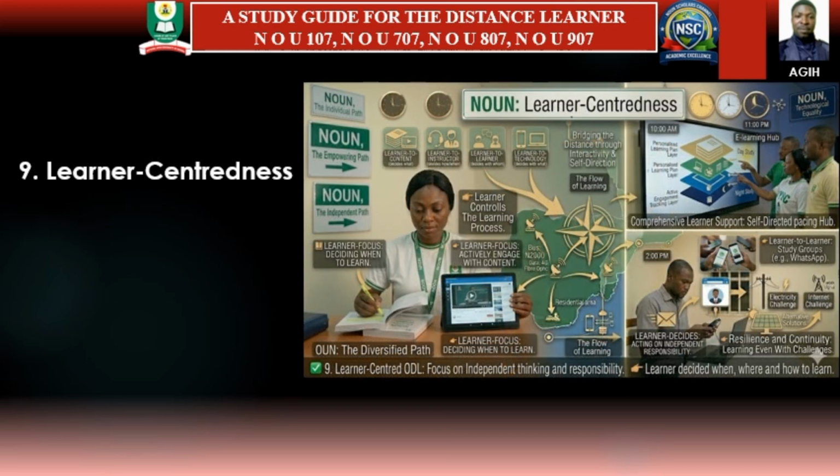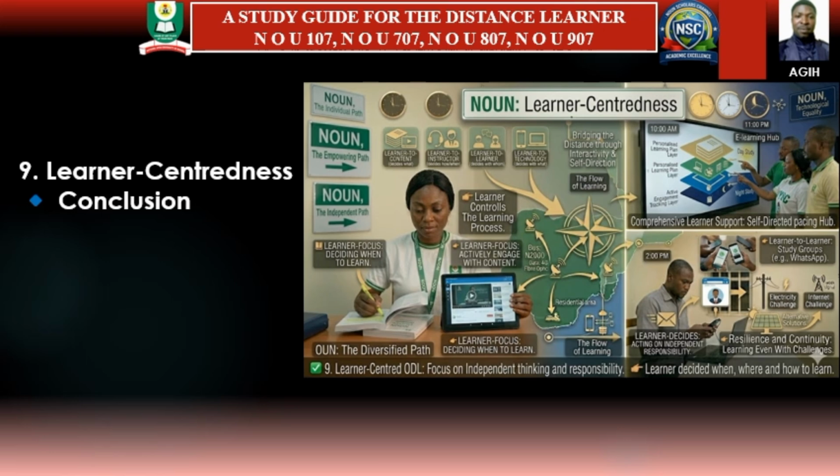Number 9 is learner-centeredness. ODL is learner-centered. This means the learner is the focus. The learner controls the learning process, unlike the traditional classroom where the lecturer dominates. Students decide when to learn. Students actively engage with content. So this promotes independent thinking and responsibility.